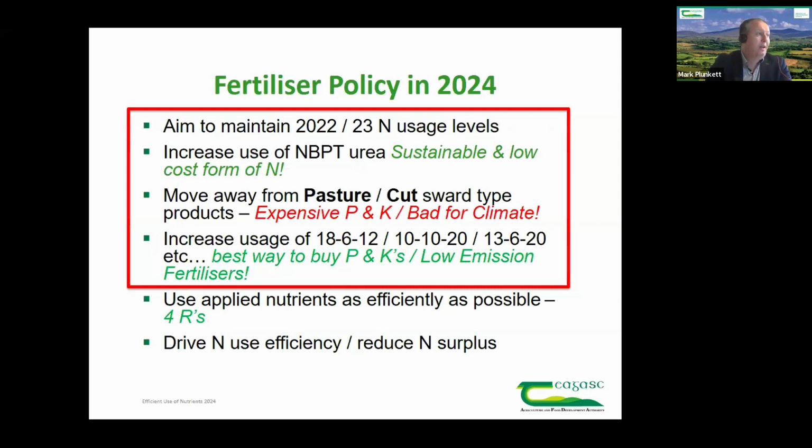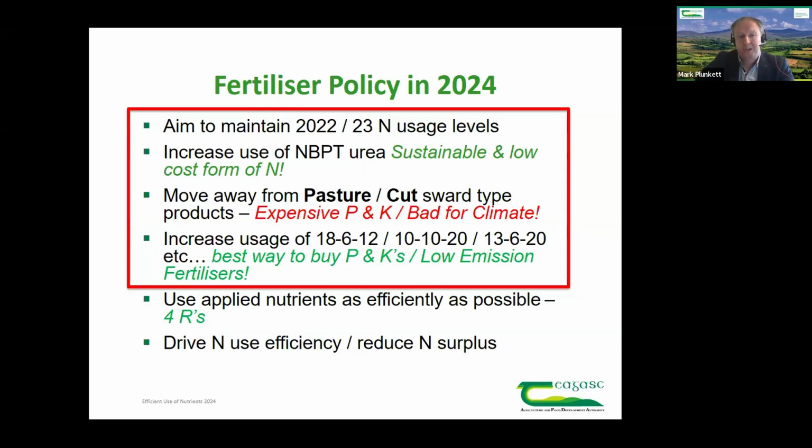Also, another little bit around the targets. We're very much on the drive, and farmers have been very successful in the use of NBPT treated urea. It's a sustainable, low-cost form of fertilizer. We are moving away from the traditional pasture and cut sward type fertilizers, our 27s or 24s. In practice, they tend to be a dear way of buying P's and K's, and they're not good for climate. It's the form of nitrogen that has dominated those products.